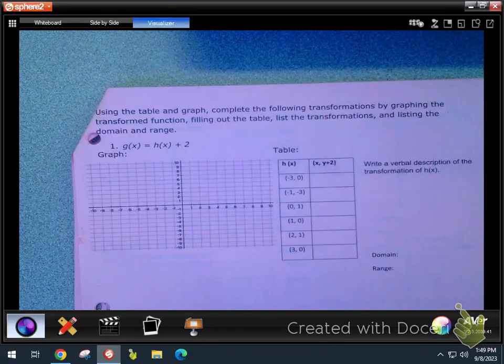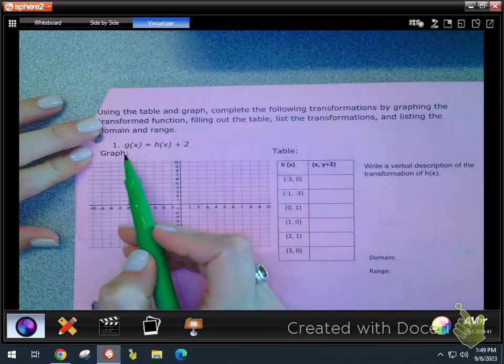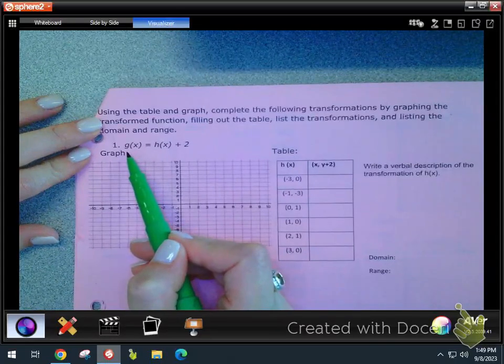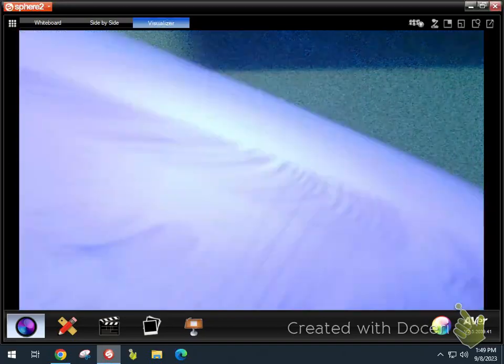So I want you to approach each problem, and look at how they wrote this, okay? First thing, g(x), that's the new graph, it's equal to h(x). What did we name h(x)? Or what did we name our monster?